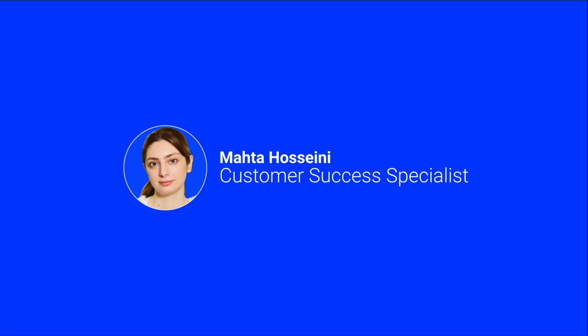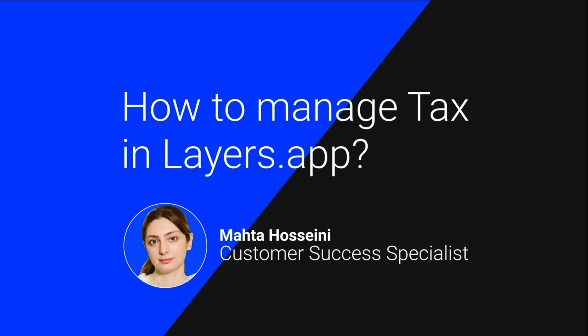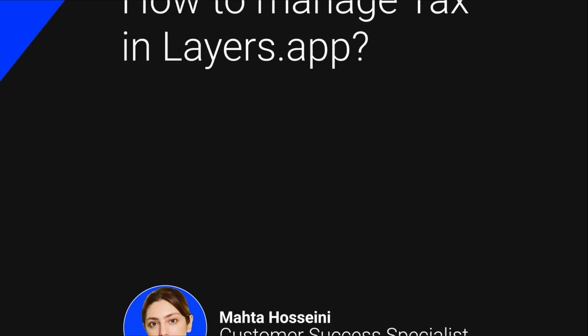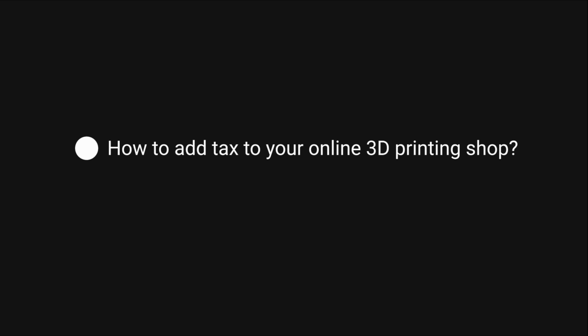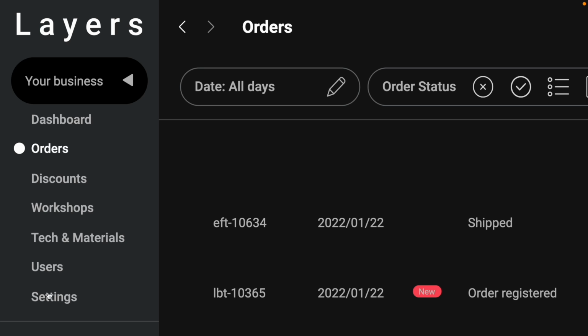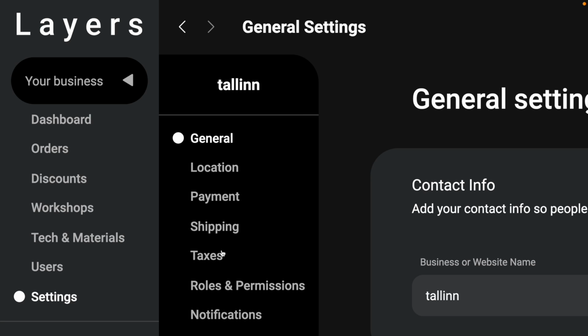This is Mahta, Customer Success Specialist at Layers, and in this video I will talk about taxes in Layers.app. I'll show you how to add tax regions to your online 3D printing shop in countries you provide service, and set various tax rates for different countries and districts. Start by going to layers.app/admin, then click on Settings and choose Taxes.